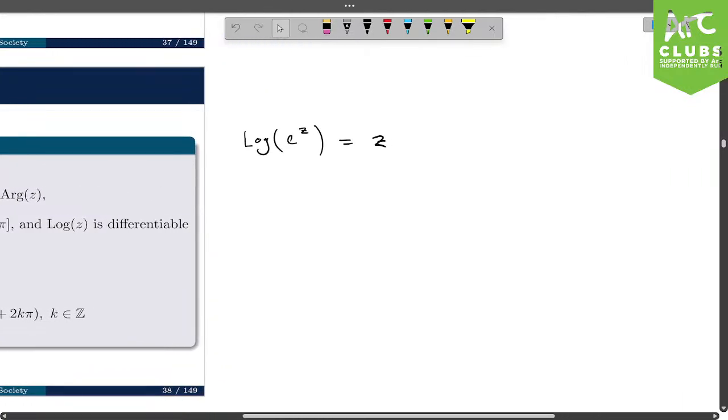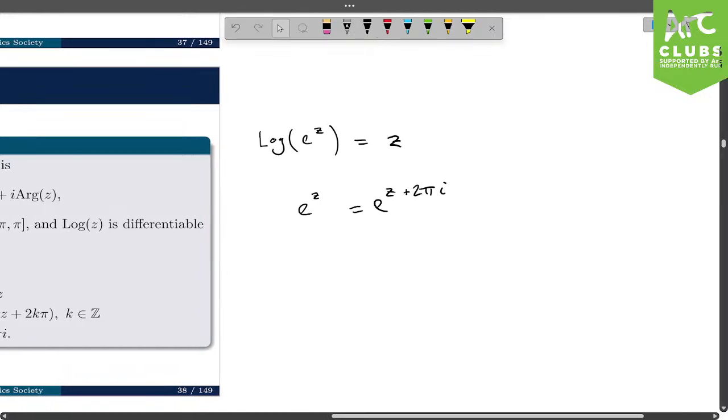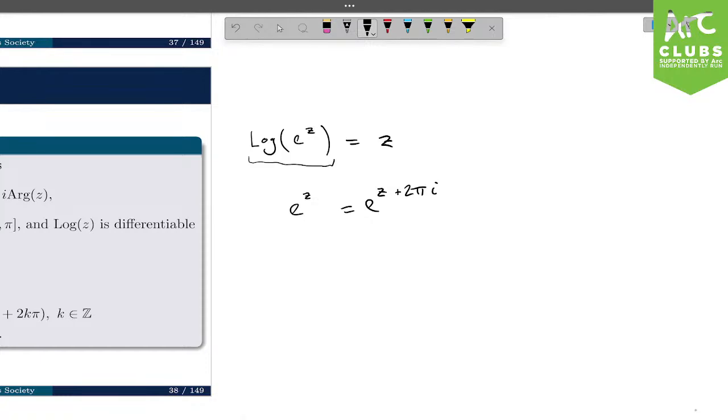But the problem is that e to the z is not a bijective function. It's not one-to-one, right? For instance, e to the z is going to be equal to e to the z plus 2 pi I. It's periodic with 2 pi I. So it's not clear what particular value for z the log function should output for a given input, right? Because it could be a particular logarithm, but it could be that same logarithm plus 2 pi I, and they would both work as solutions to e to the z equaling w.